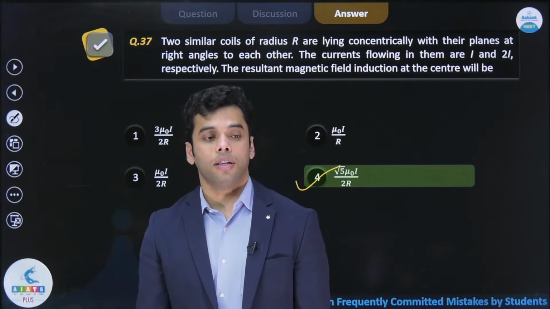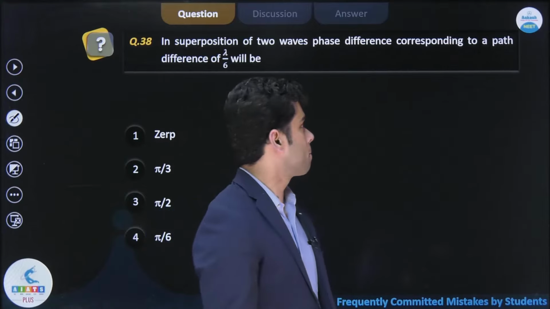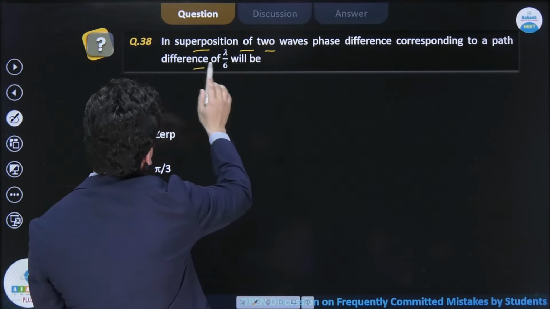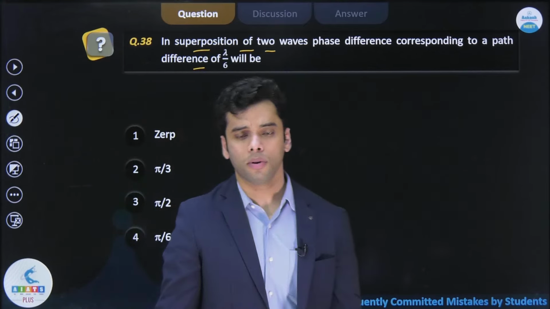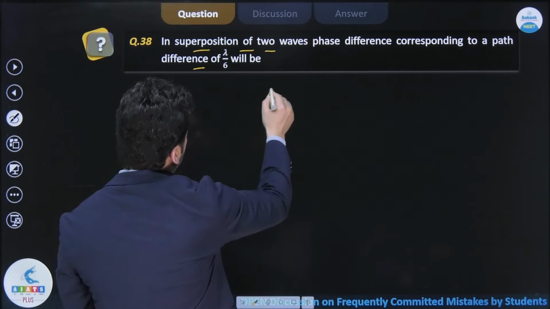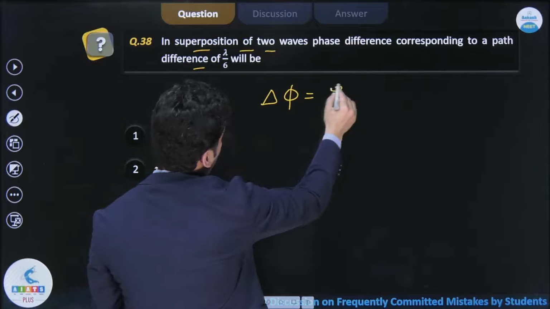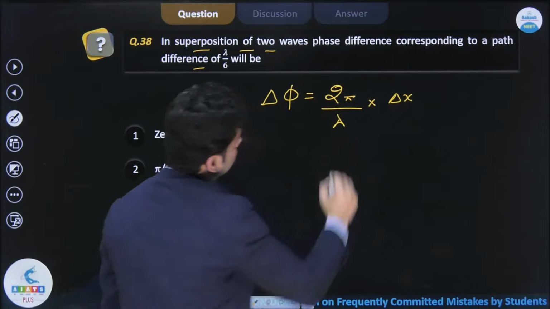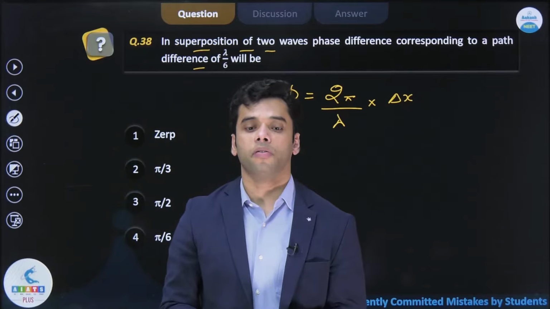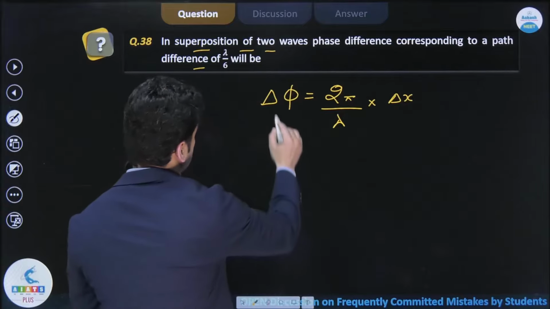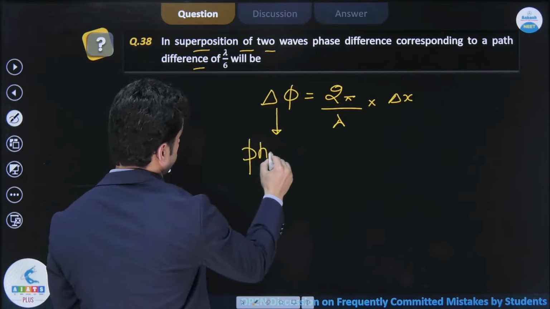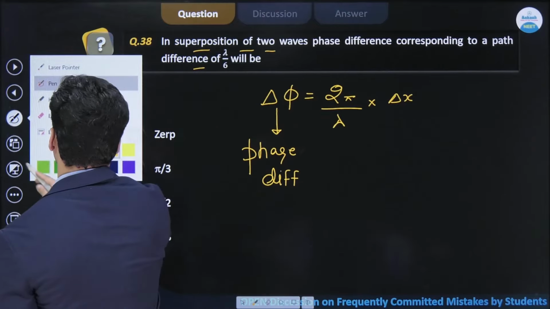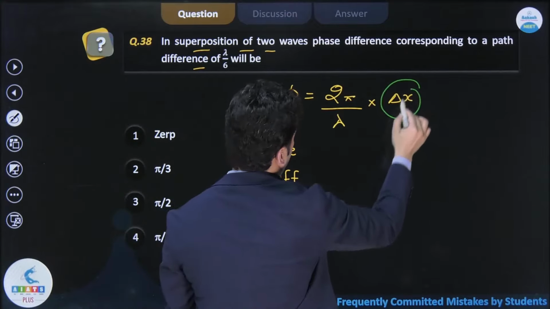Let us move forward. Then you have your problem 28. In superposition of two waves, the phase difference corresponding to a path difference of lambda by 6 will be. It's a simple problem. Delta phi is equal to 2 pi by lambda into delta x. ये expression आप use कर सकते हैं to find out the relation between this delta phi, your phase difference, and this delta x, your path difference.